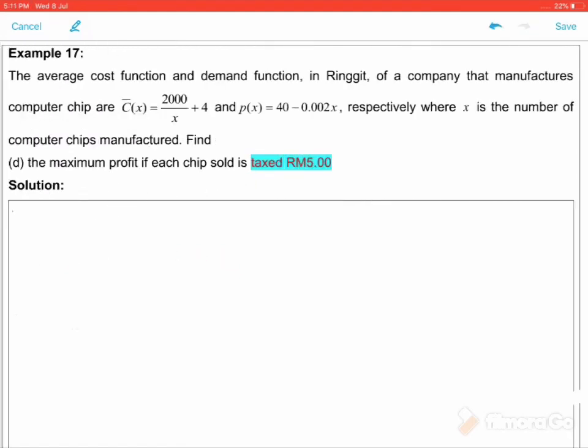17d. Find the maximum profit if each chip sold is taxed RM 5. This question involves tax. So before we solve this question, let's look at some information.